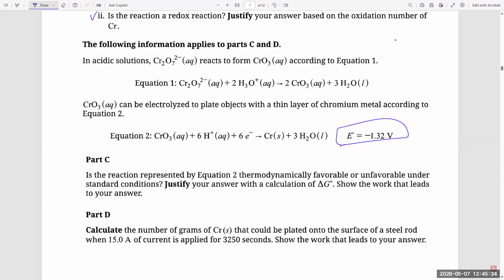Part C. Is the reaction represented by equation 2 thermodynamically favorable or unfavorable under standard conditions? All right, so what are we talking about? I was just going to say delta G, but they even told you, just about your answer, to calculate delta G. Could they actually tell you any more information to help you with this question? Show the work that leads to an answer. So we need to calculate delta G.